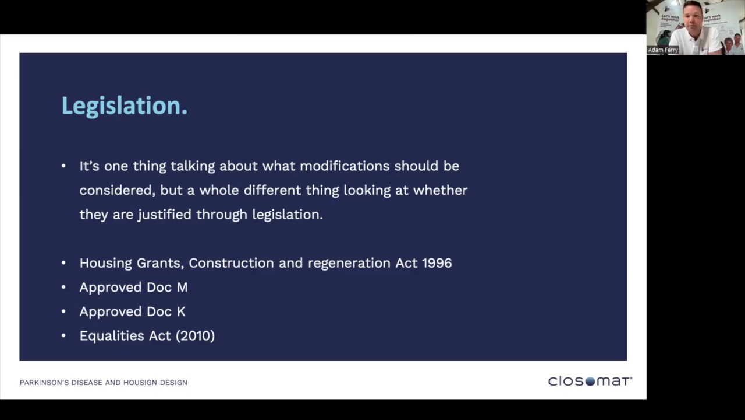So Approved Doc M is around minimum standards for accessibility with large sections on wheelchair accessible design, but not just limited to. Approved Doc K are the building regulations for falls reduction. So there's some really important sections in there for us to be aware of, but again, people are often less familiar with it. And I'll briefly just touch on the Equalities Act to go back to one of my reflections on the Parkinson stages to think about where that fits.